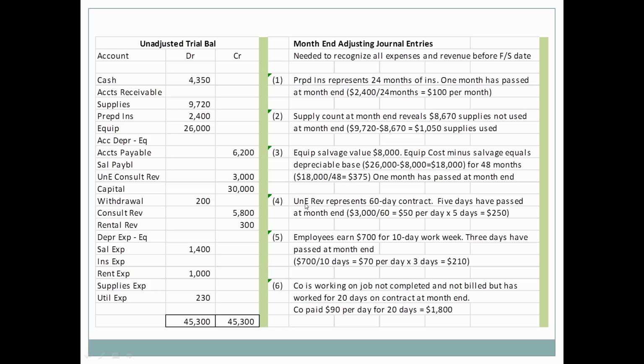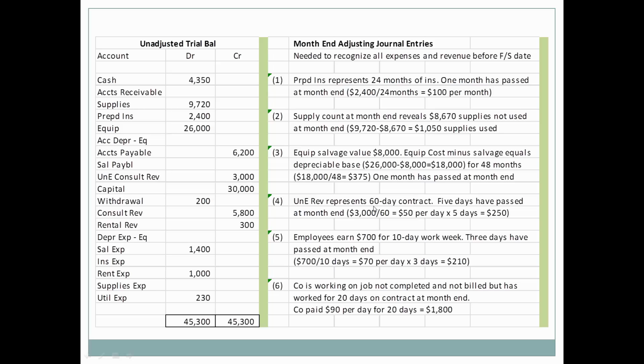Next, we have unearned revenue. Unearned consulting revenue. We were given a deposit of $3,000 in order to perform some work for a client, but we had not done the work at the time they gave it to us, so this is a liability. But as experienced accountants, we know that we have earned some portion of this throughout the month, so we need to bring the books up to date as of month end. So let's look at that.